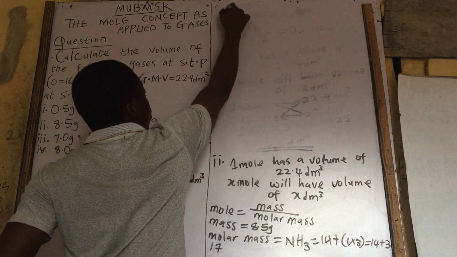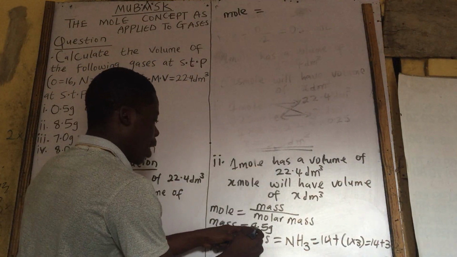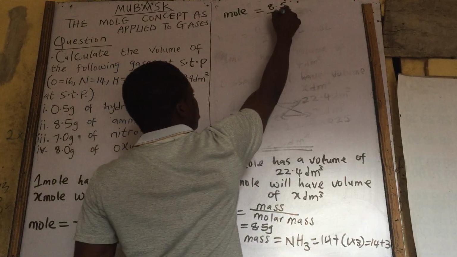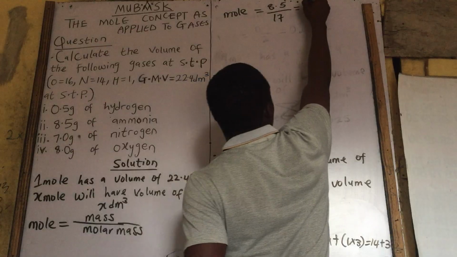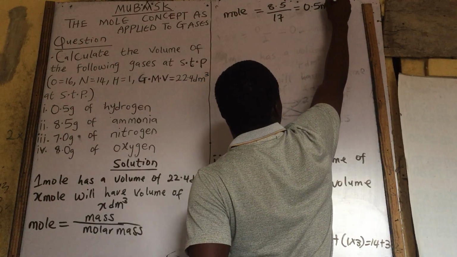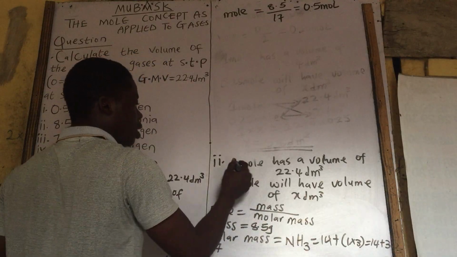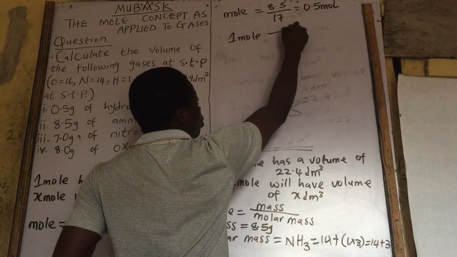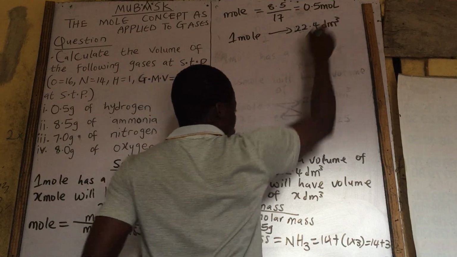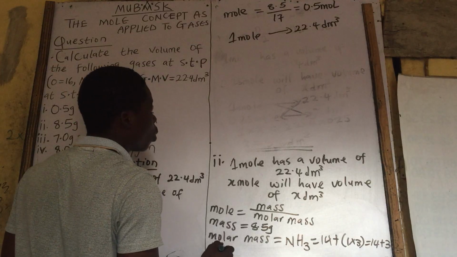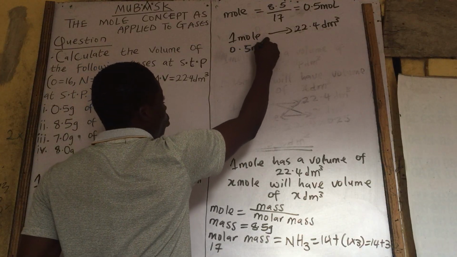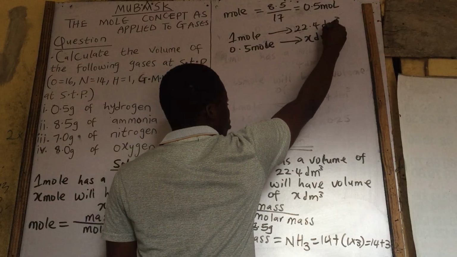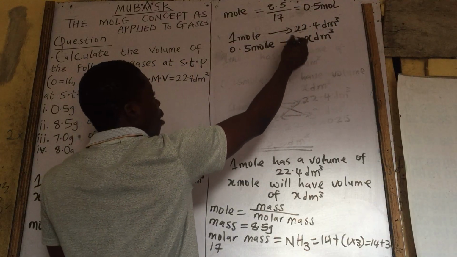Mole equals the mass given for ammonia, 8.5, divided by the molar mass of ammonia, 17. Now 8.5 divided by 17 gives us 0.5 mole. Since we have determined the mole, we got from the statement that 1 mole has a volume of 22.4 dm³, while X mole, our X mole now equal to 0.5 mole, has a volume of X dm³.